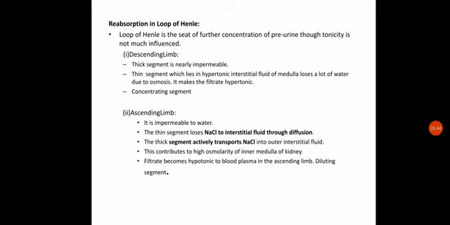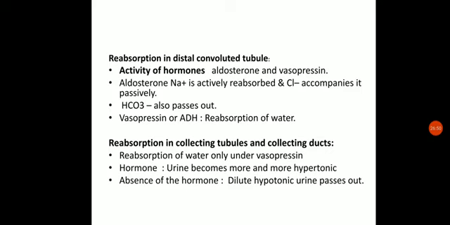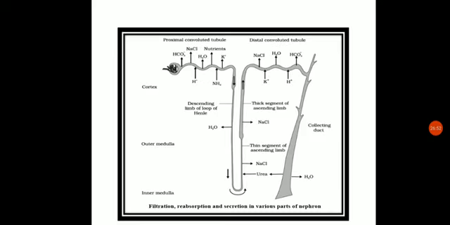Okay, now after the PCT comes the loop of Henle. What is the loop of Henle? Let us see. This is the loop of Henle. Here we can see this is the PCT, the proximal convoluted tubule. This is the part where the maximum reabsorption is taking place. What all things are reabsorbed? Here 75% of water is reabsorbed, 90% of carbonate ions are reabsorbed, and around 70 to 75% of NaCl is absorbed.